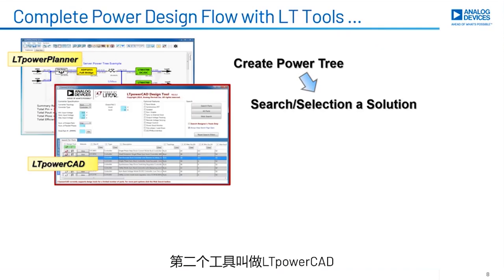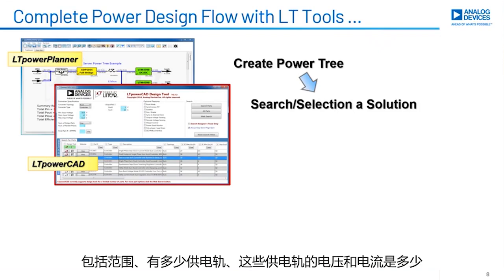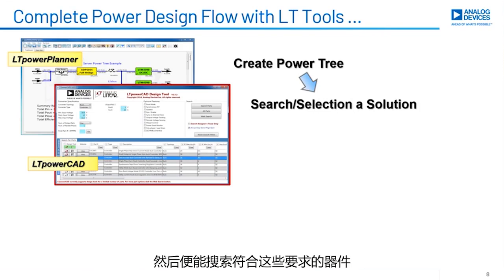The second tool is called LT PowerCAD. And the way this has evolved, LT PowerCAD is now a complete tool suite that includes LT Power Planner as one of the tools in the toolbox. The PowerCAD core includes a search and selection page that comes up when you launch that tool. This allows you to enter in requirements like the input voltage, including the range, how many rails, what are the voltages and currents for those rails, and then you can search for a part that will match or meet those requirements.